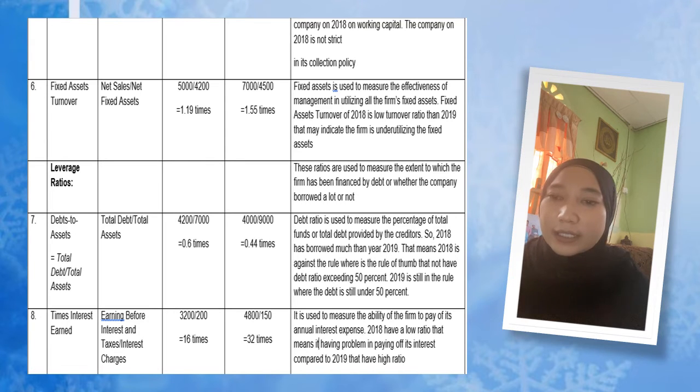Okay, I continue for the explanation under the financial ratio analysis for the third type. The third type is leverage ratio. What we can say for the leverage ratio, this ratio is used to measure the extent to which the firm has been financed by debt, or whether the company borrows a lot or not. Under the leverage ratio there are also three types. Okay, I explain the first one.